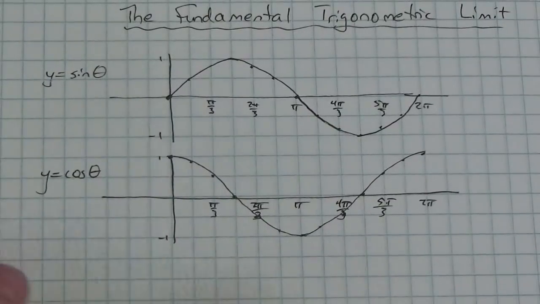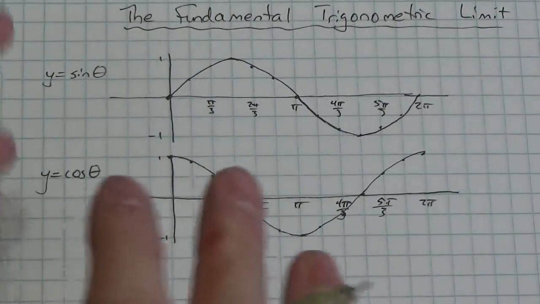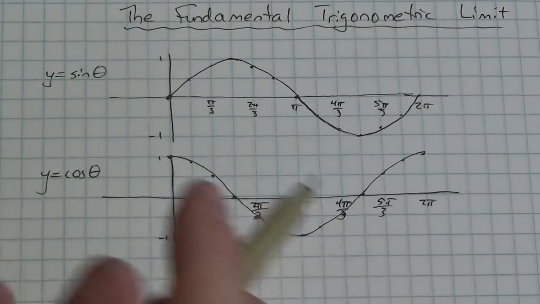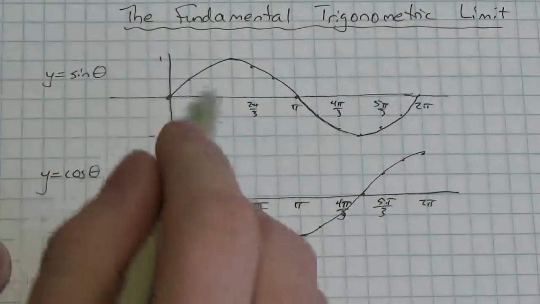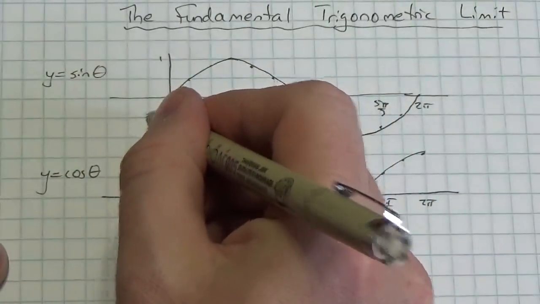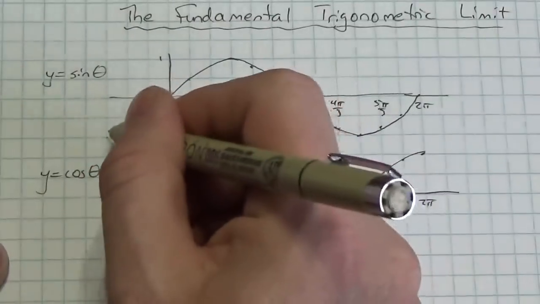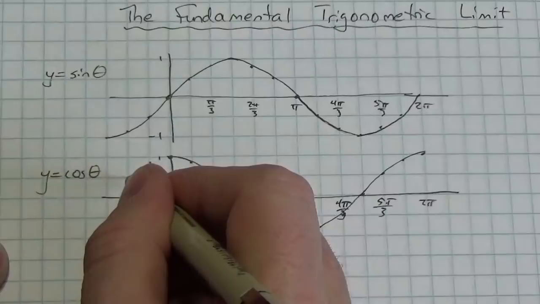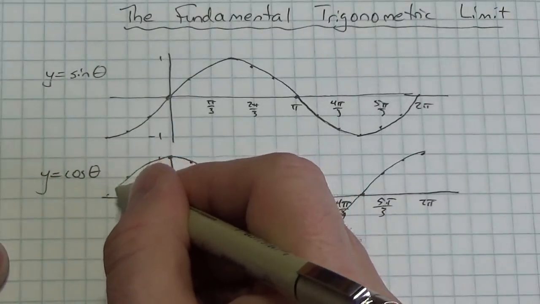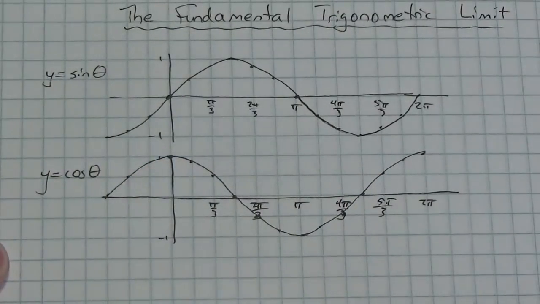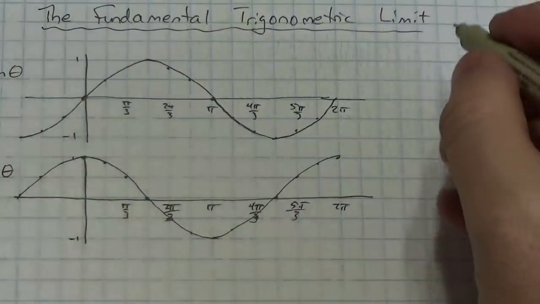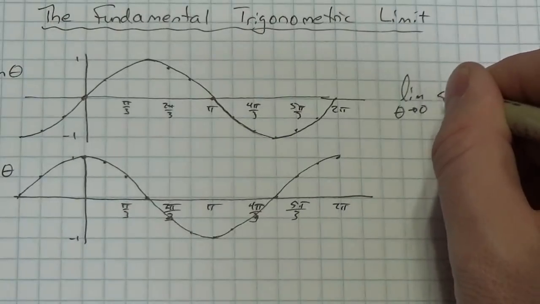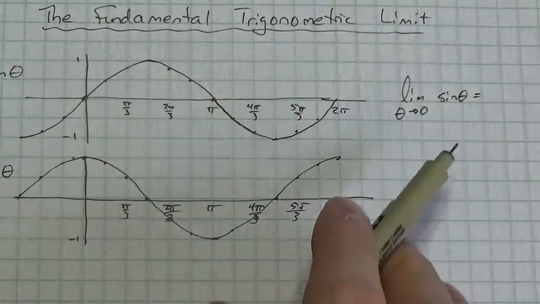Now I want to have a quick talk about a couple of fairly clear limits here. To make this conversation make a bit more sense, I'm going to extend both of these functions backwards a little bit. There's my sine graph, and my cosine graph is going to look something like this if I take it back a little. With this in mind, I want to talk about the limit as theta approaches 0 of the sine of theta.